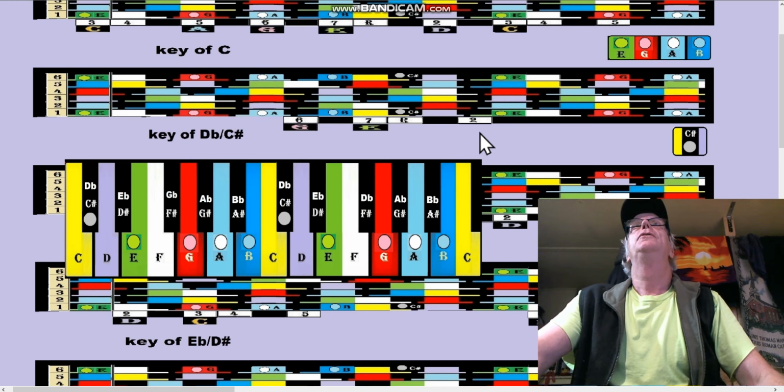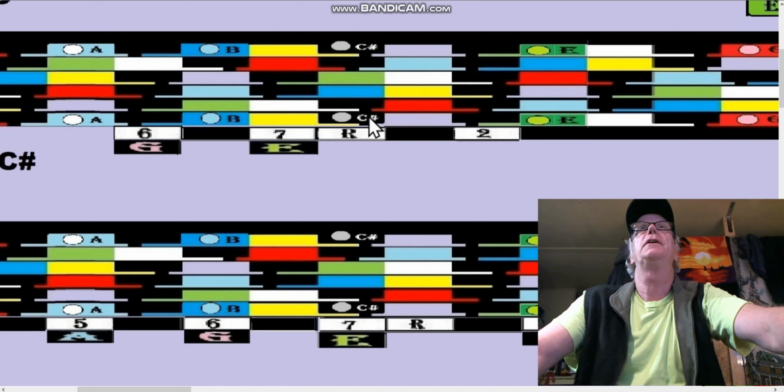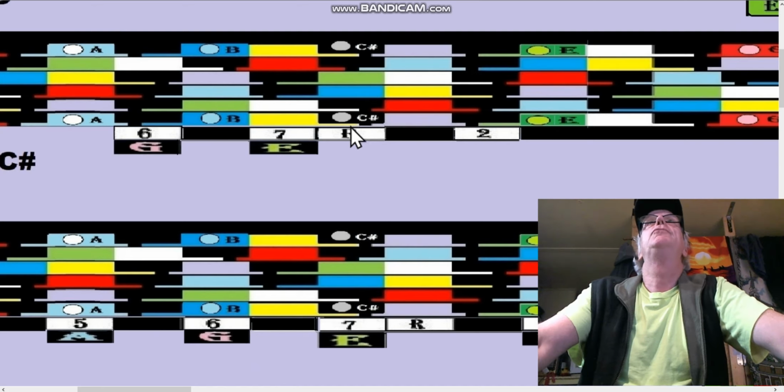Okay, so we've got the key of D flat there, and we're going to zoom in on that. There it is. There's the D flat, C sharp. We should call it C sharp because the dot is on the C sharp, but the dot is also on the D flat. We call it C sharp because in the caged keys we all have only sharps. So in the key of D flat we have the root on the dot there.